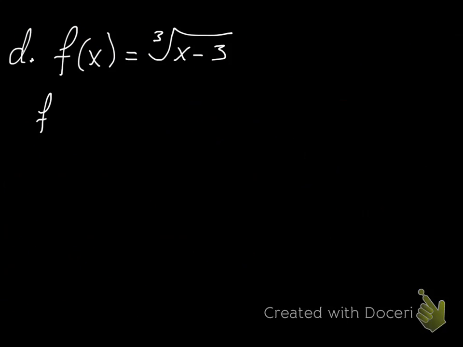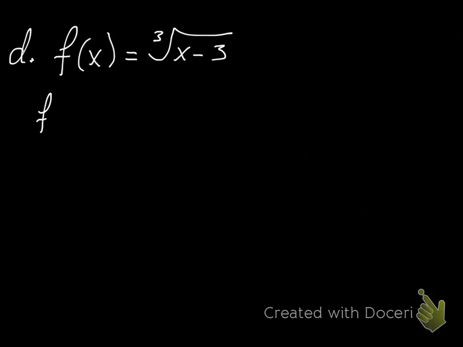Alright, let's take a look at another function here. This is the cube root function. So that's one of the parent graphs you probably studied in college algebra and pre-calculus. The minus 3 inside is going to cause it to have a horizontal shift to the right 3 units. We'll go ahead and try this like any other problem.